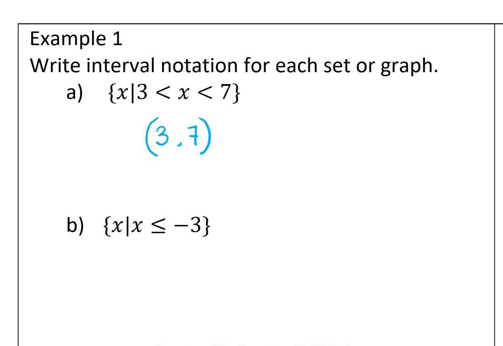Now the next one we have, it says the set notation is the set of all numbers that are less than or equal to -3. So I want numbers that are less than -3. And so I want numbers all the way down to -infinity, all the way to -3. -infinity will always have a parentheses on it, always. But the -3 is equal to the x as well. So we're going to put a bracket here because of the equal to symbol.